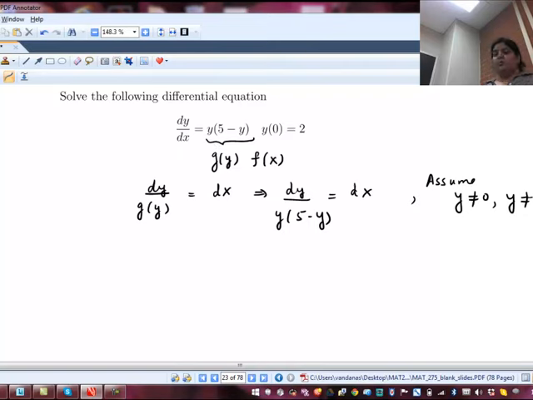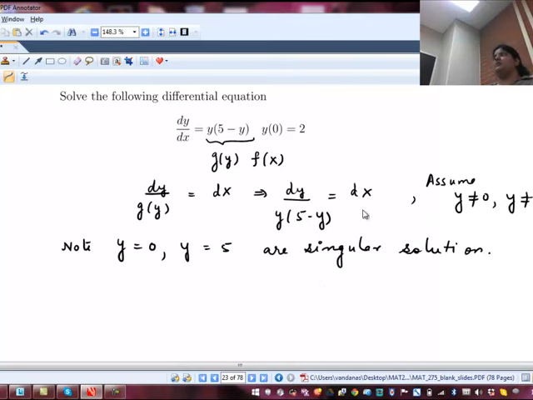Okay. So note, y equals to 0 and y equals to 5, as per our previous lecture, are singular solutions. We are not focusing on them now and we are just thinking about what all other solutions are. So now I will integrate both the sides of this equation 1.